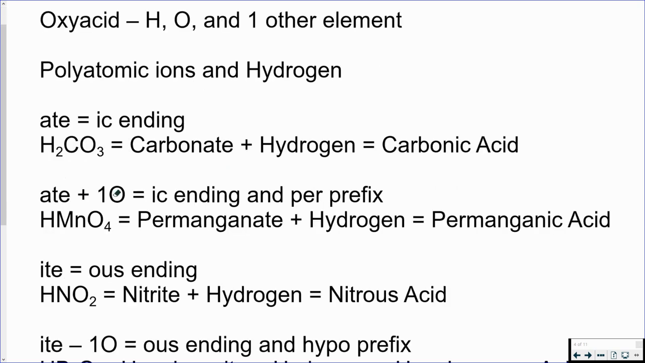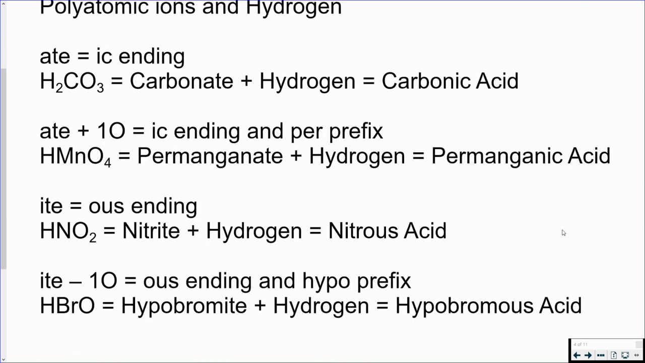Okay, if you're ate plus one, now it's going to be changing the ending to ic, but you're going to add the prefix of per. So when you add an oxygen in oxyanions, it becomes per-ate. So now you keep the per, drop the ate, and it becomes ic. So permanganate becomes permanganic acid.